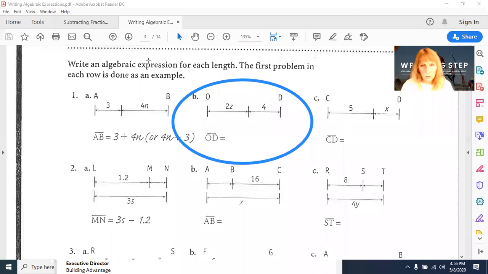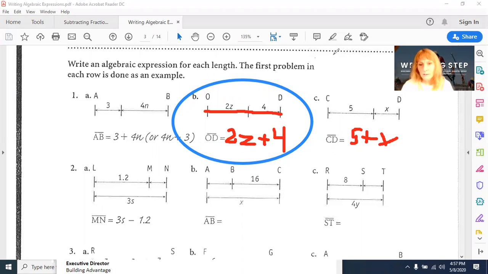OD equals, let me change colors here. 2z, this part right here is 2z, and 4 more, right? That whole thing, 2z plus 4 equals the whole line going across. Let's look at C. What does CD equal? Right, it equals 5 plus x, right? Okay, very good.